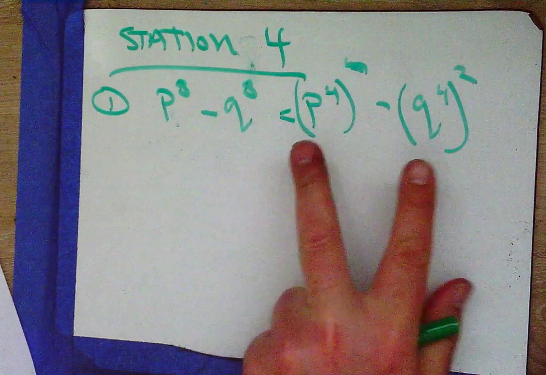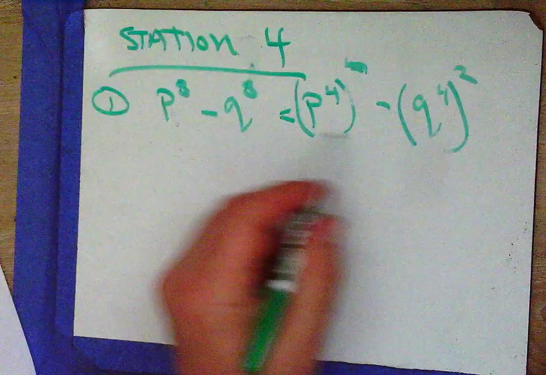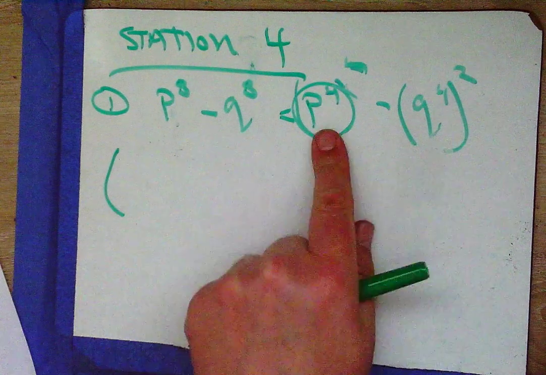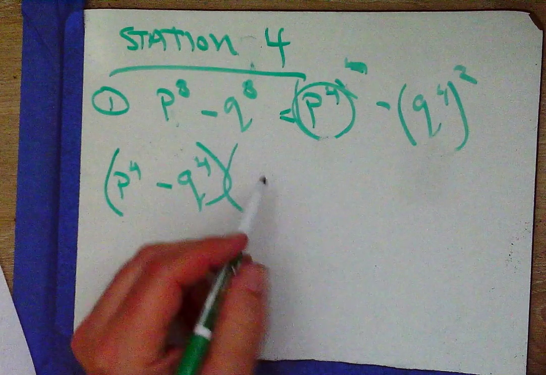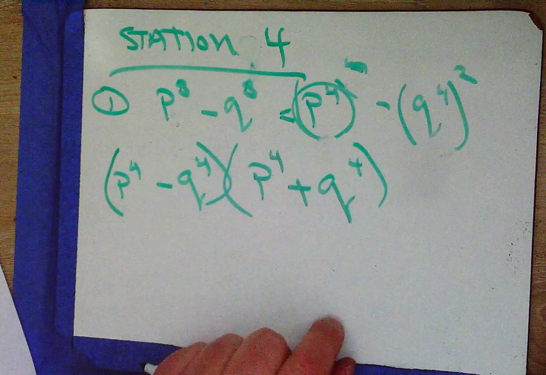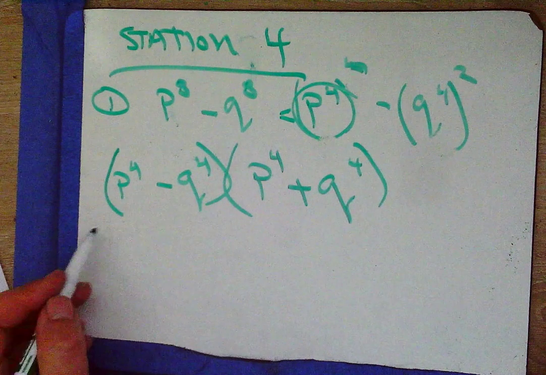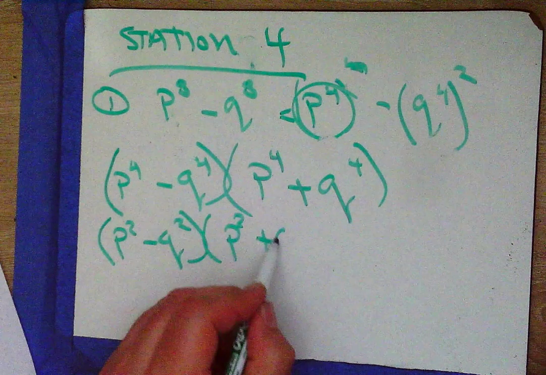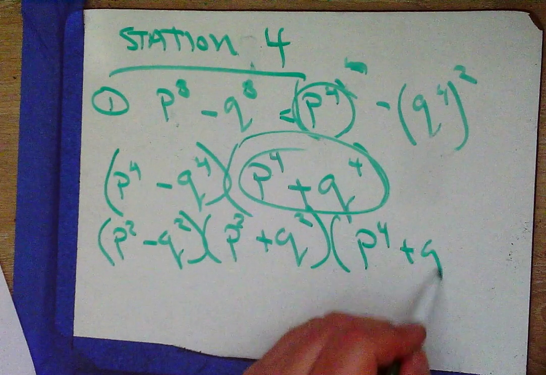squared. And because I can rewrite these as something squared minus something squared, I know that this is going to factor like a difference of squares with these values. This is my a, this is my b. So I'm going to have p to the 4th minus q to the 4th and p to the 4th plus q to the 4th. Well, that's not a difference of squares, but that is, so I can take this further and write p squared minus q squared times p squared plus q squared times, don't lose that, p to the 4th plus q to the 4th.